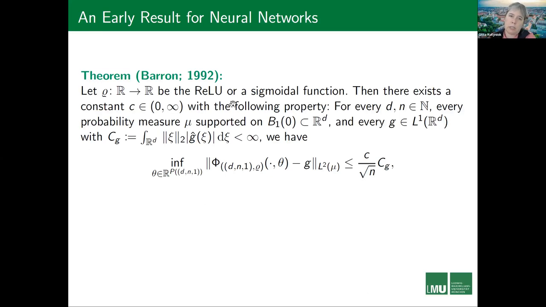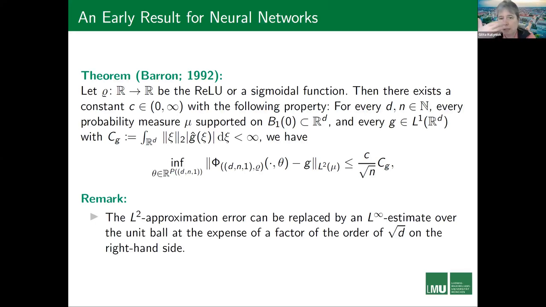So here my activation function is again a ReLU or also a sigmoidal function. The theorem says there exists a constant so that for every d and n and every measure supported on a ball and every g. Now, g is a bit special. It's an L1 function, but it satisfies this condition, where this is the Fourier transform: the integral over the absolute value of the Fourier transform times the norm of xi is finite. Then I can approximate this g with a neural network, and the approximation rate is, you see, the n only appears and not the d.